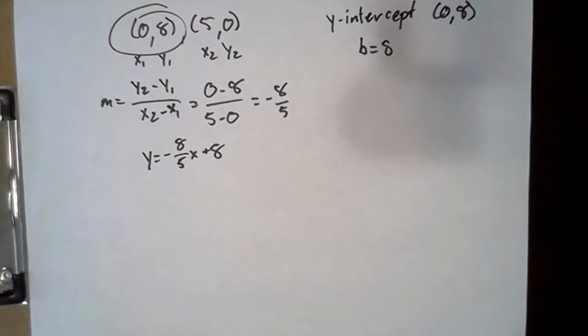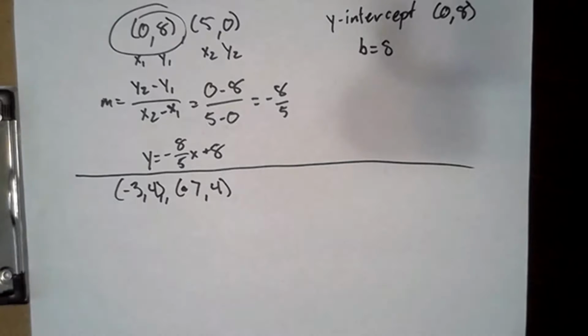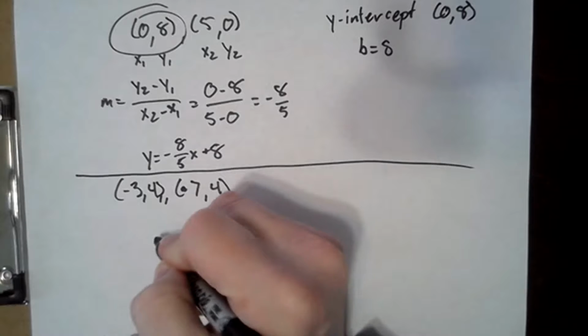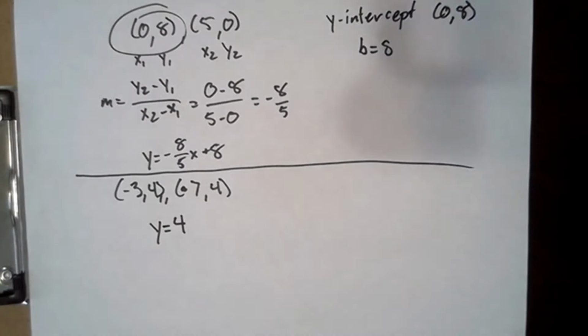Back to our slides, we now want to find the equation of the line that passes through the points -3, 4, and 7, 4. Now, looking at these points, we see that they have the same y coordinate. If we have 2 points with the same y coordinate, that means they are on the same horizontal line. In particular, the equation for this line is y equals 4. Nice simple one.